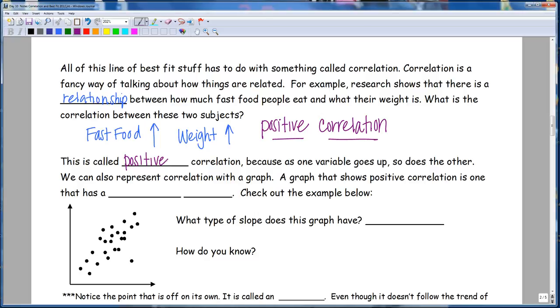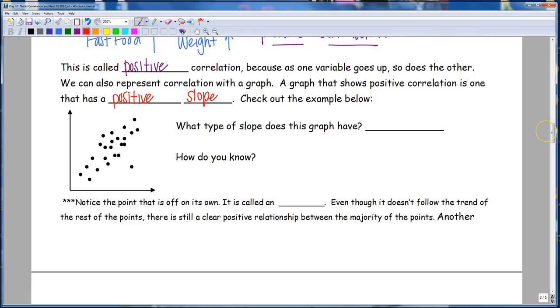We can also represent this correlation with a graph. A graph that shows positive correlation is one that has a positive slope. So let's check out the example below. Here you have a scatter plot. You'll notice it's not exactly linear. The dots aren't all in a perfectly straight line, but it does definitely have a trend.